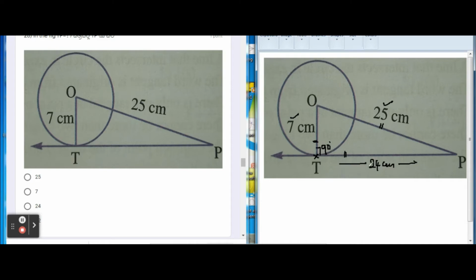Pythagoras triad. This is one way of finding it. The Pythagoras triad is 24, 25 and 7. It is a triple, you have to remember, students. So the correct option for this question is 24.